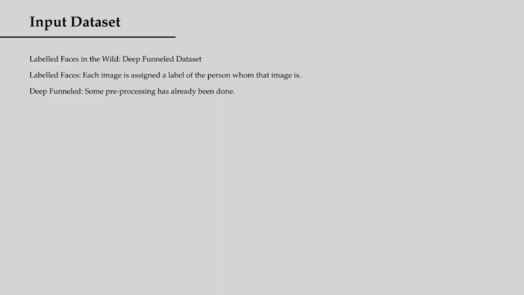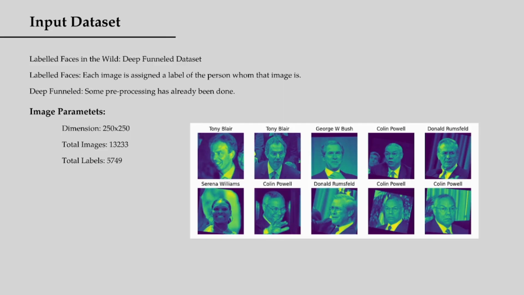Let's study some image parameters we had. First of all, the dimension of each image was 250 by 250 pixels, and in total there were 13,233 images, and the total labels were 5,749. So the input dataset might look something like this, and we can see the pre-processing on the tilt and rotation in each image.